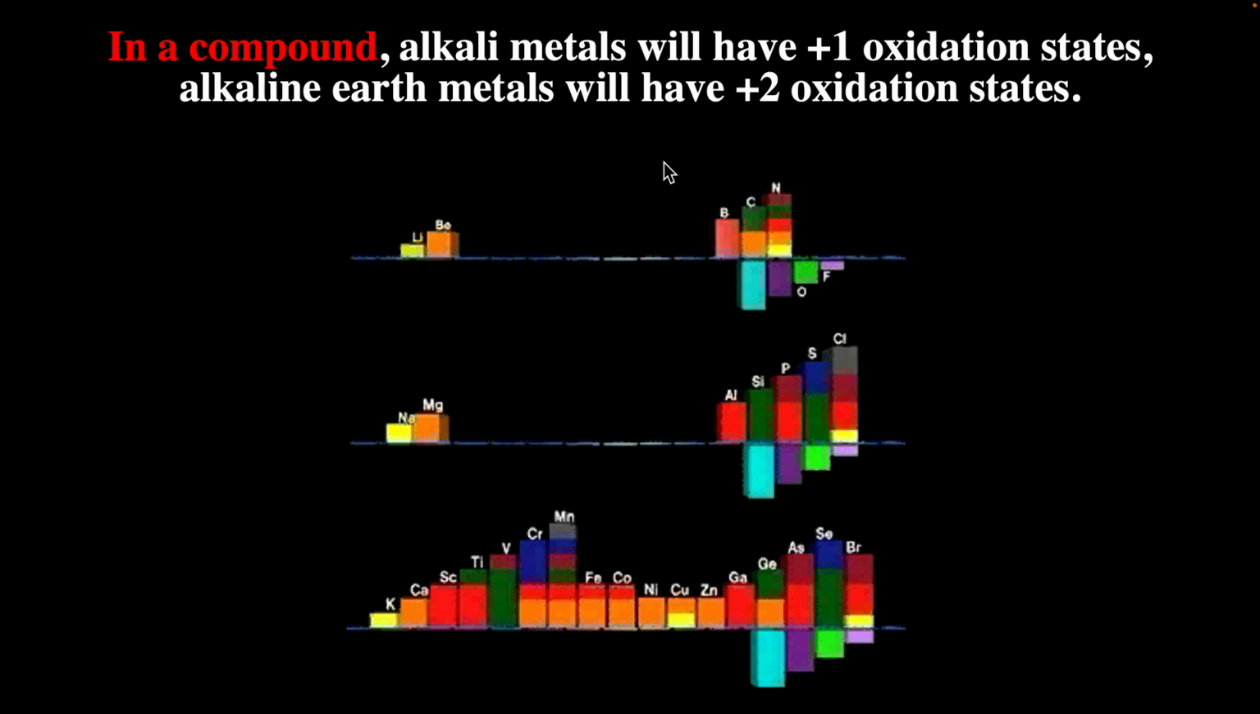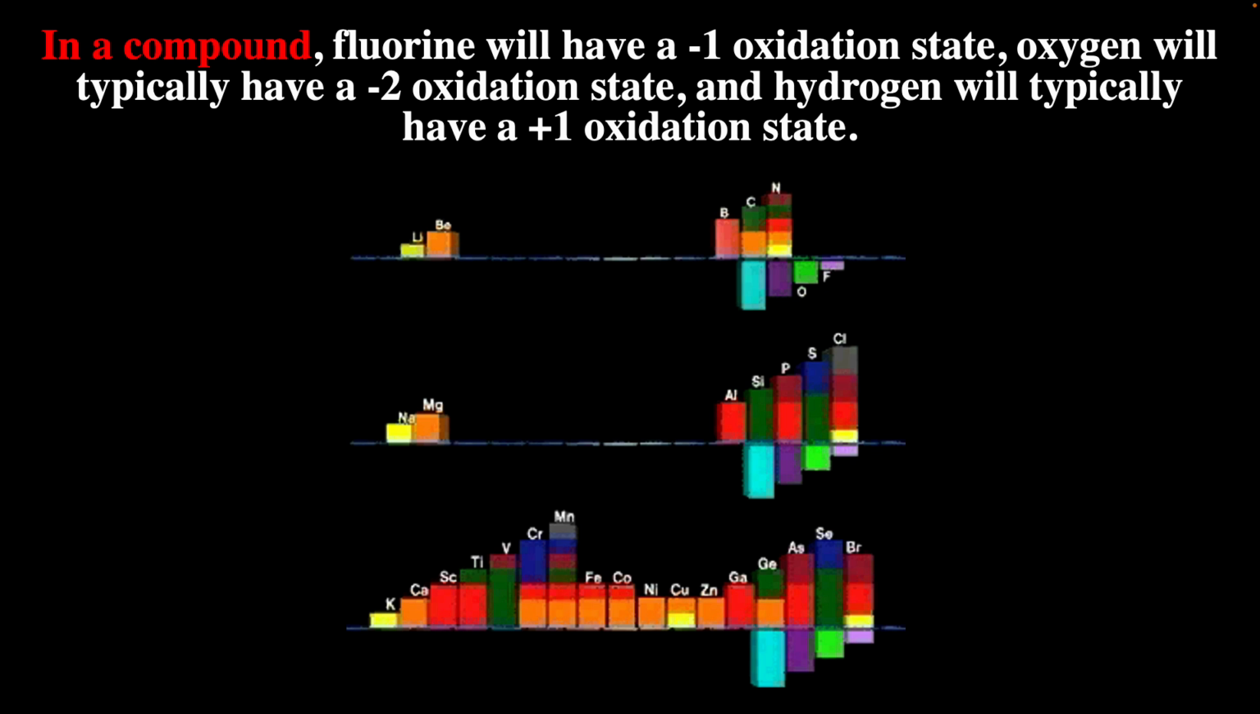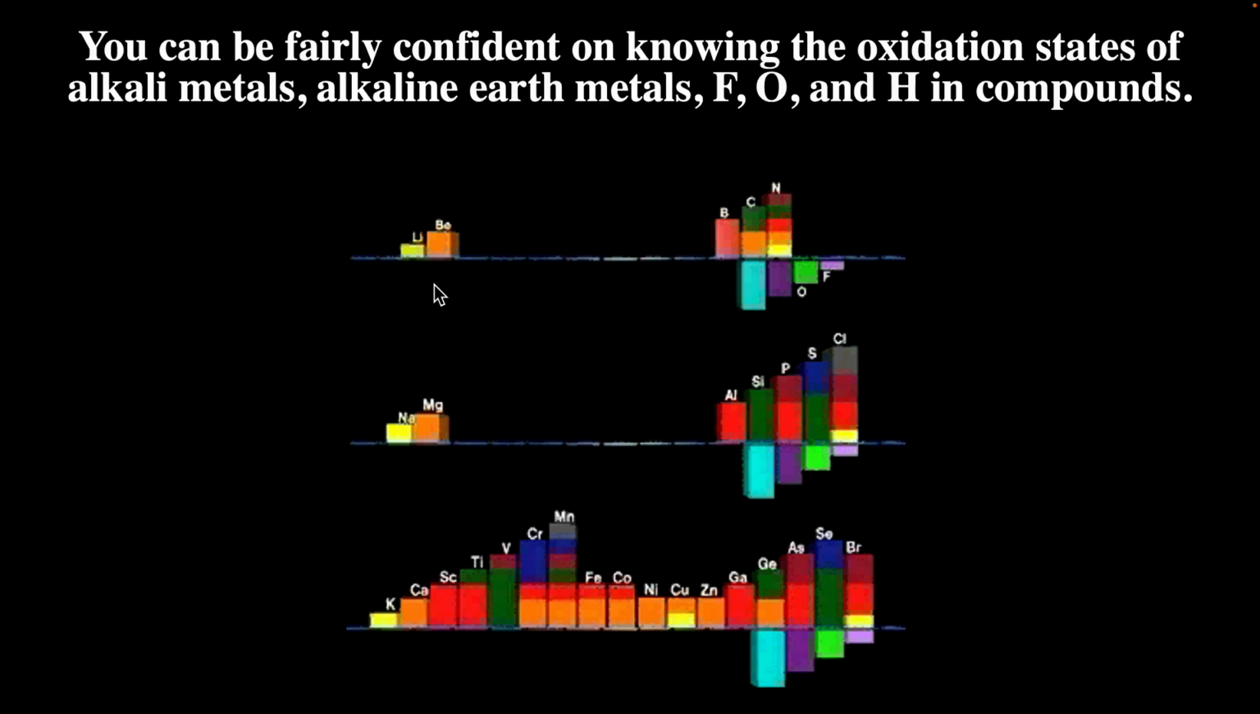So in a compound, alkali metals will have a +1 oxidation state, alkaline earths will have a +2. You can be pretty confident of those two in a compound. In a compound, fluorine will have a -1 oxidation state, oxygen will have a -2, and hydrogen will typically have a +1 oxidation state. And so you can be fairly confident of knowing the oxidation states of the alkali metals, alkaline earths, fluorine, oxygen, and hydrogen in a compound.